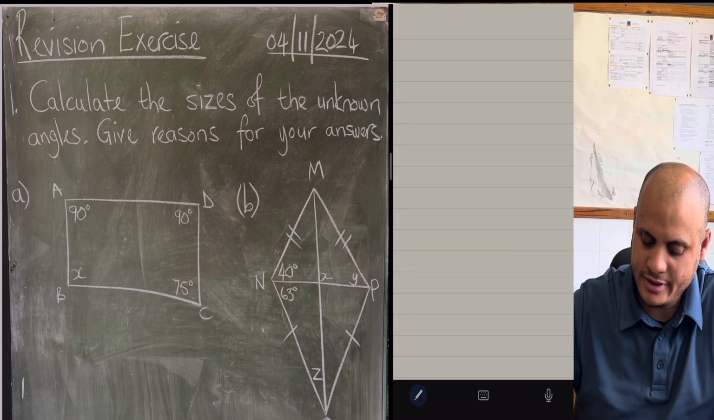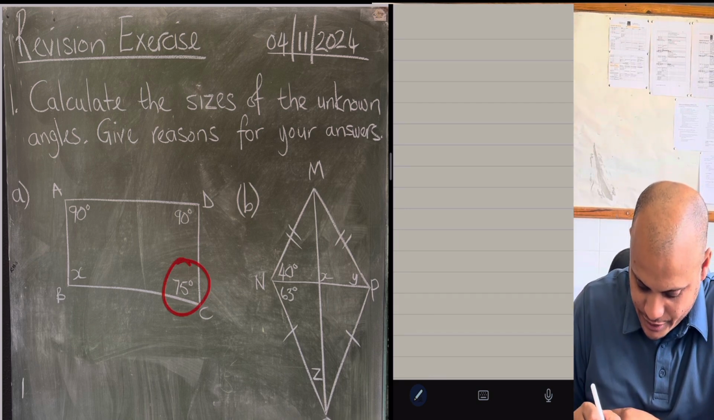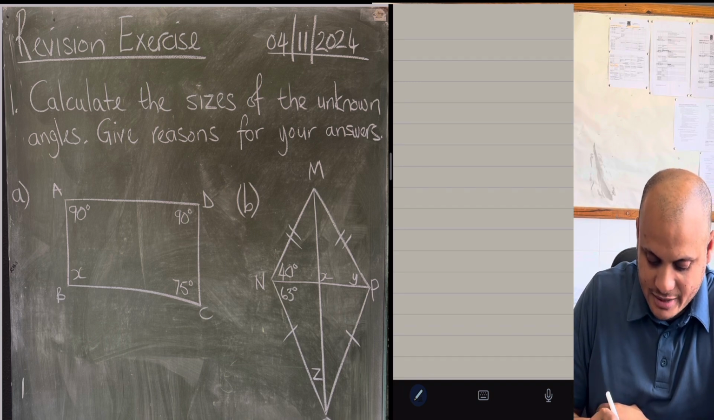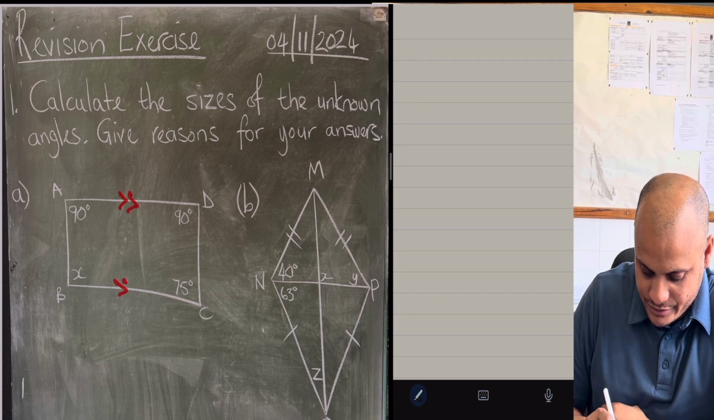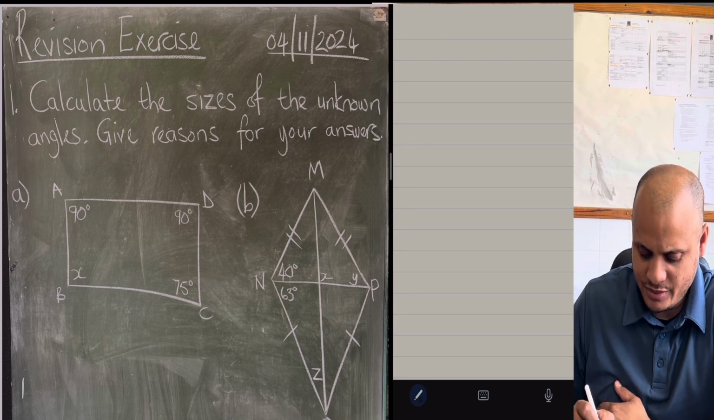So just to clarify, this is not a rectangle because of the 75-degree angle. It is not a parallelogram because there's no evidence of that. Why? Because we do not see arrows on the 2 pairs of opposite sides, which means basically it also cancels it out to be a square.